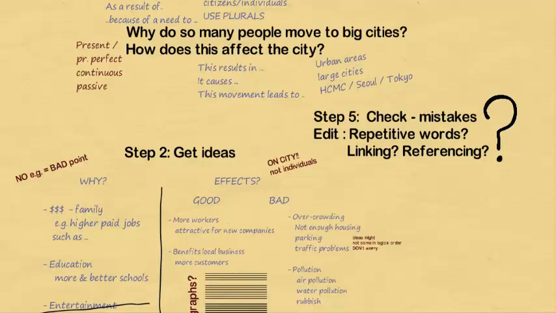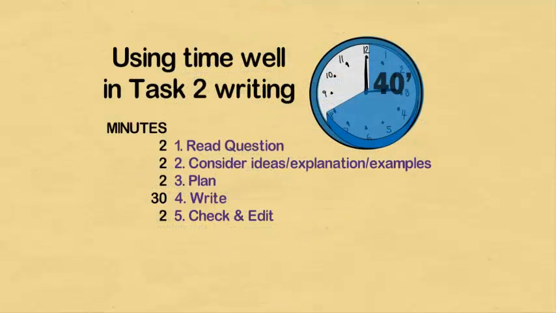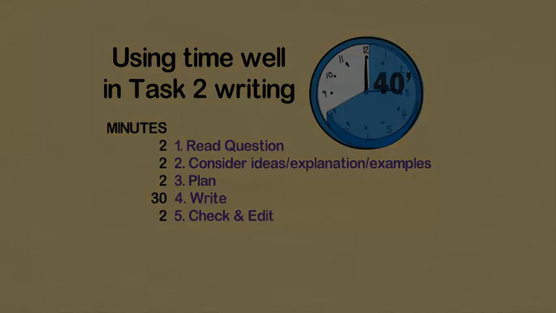So they're the 5 key steps in task 1 writing. We will go over them again and again in the next few videos as we focus in on specific types of questions you might get in IELTS Task 2 writing.